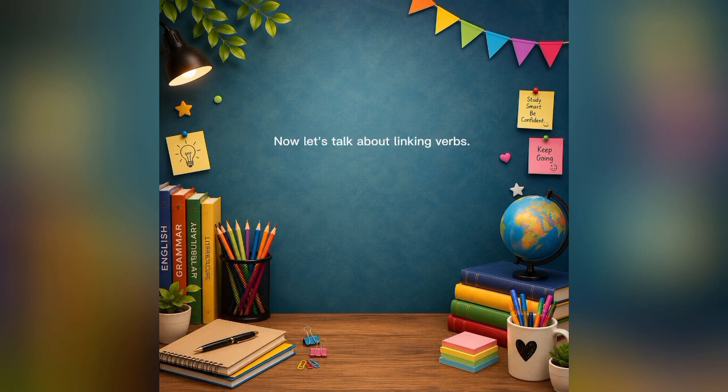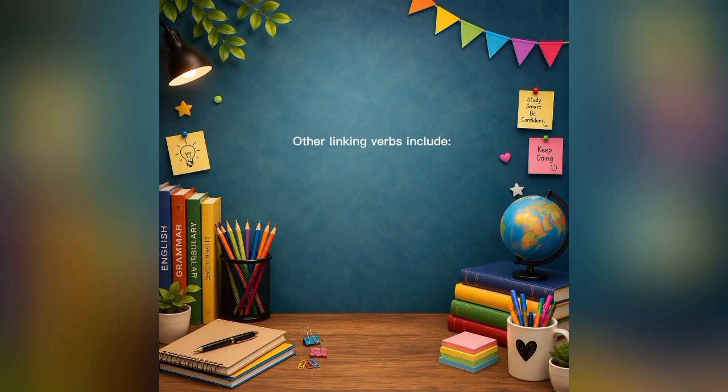Now let's talk about linking verbs. Linking verbs do not show action. Instead, they connect the subject to more information. Examples include am, is, are, was, were. Listen to these sentences. She is happy. They are students. The weather was cold. Notice that the verbs do not show action. They simply tell us something about the subject.